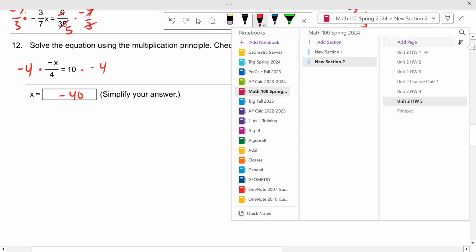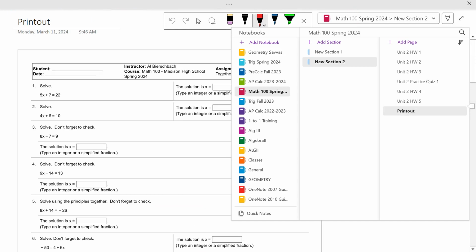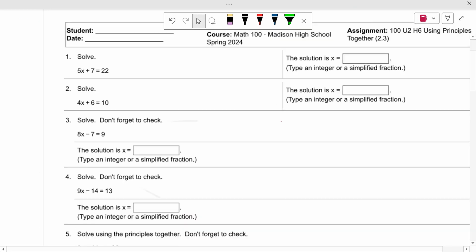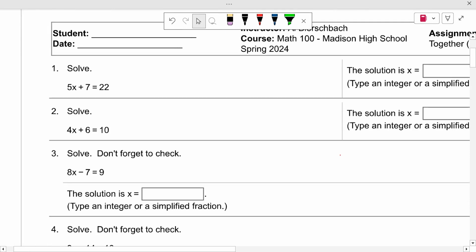On the second assignment, now you're solving equations with multiple steps. You can wait for a second.